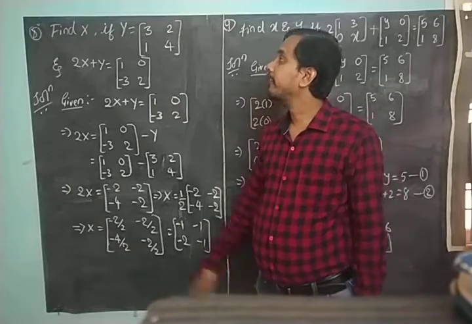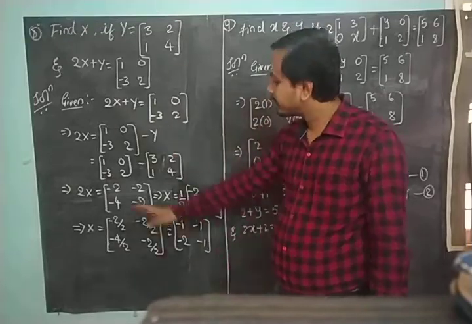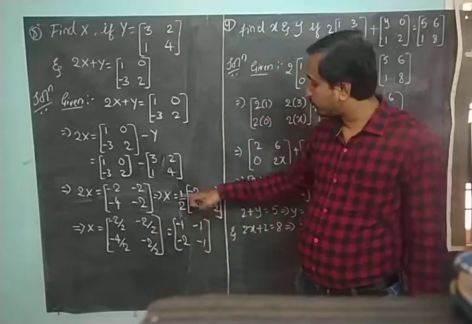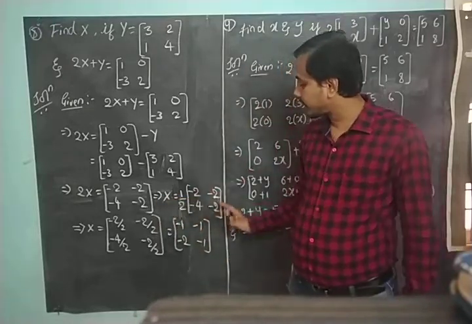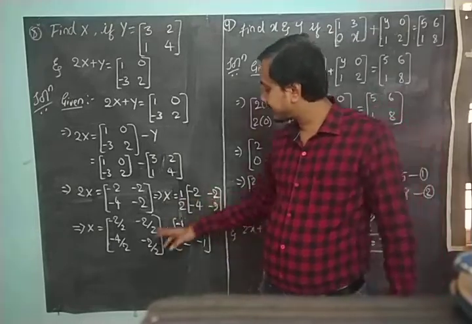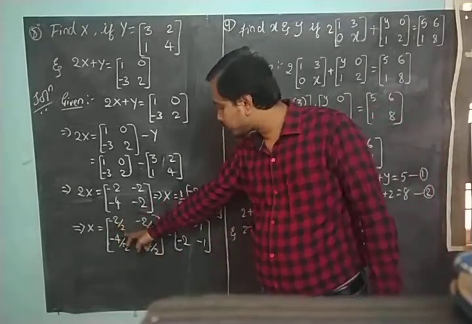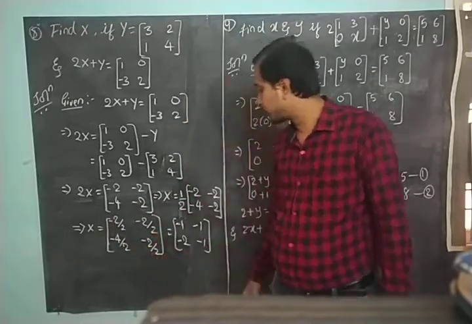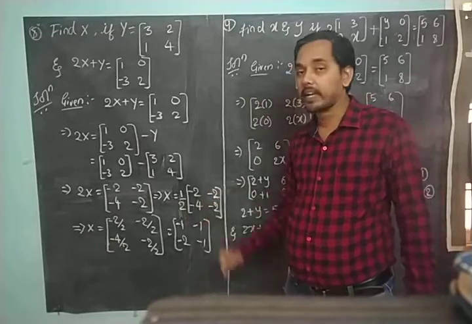But what we need is the value of x. So simple thing, shift the 2 on the other side. What happens? X will be equal to 1 upon 2 into minus 2, minus 2, minus 4, minus 2, the same matrix. So 1 upon 2 is taken inside. X will be equal to minus 2 by 2, minus 2 by 2, minus 4 by 2, minus 2 by 2. Each and every element gets divided by 2.